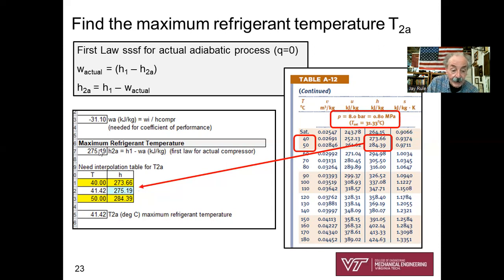So here's our H2 actual. Here are the two H values from the superheated table, and here are the two temperatures. Our temperature is in between those two. We'll do a linear interpolation to answer the question. Our maximum refrigerant temperature is 41.42 degrees C. That's hot. 41 degrees C is hot.